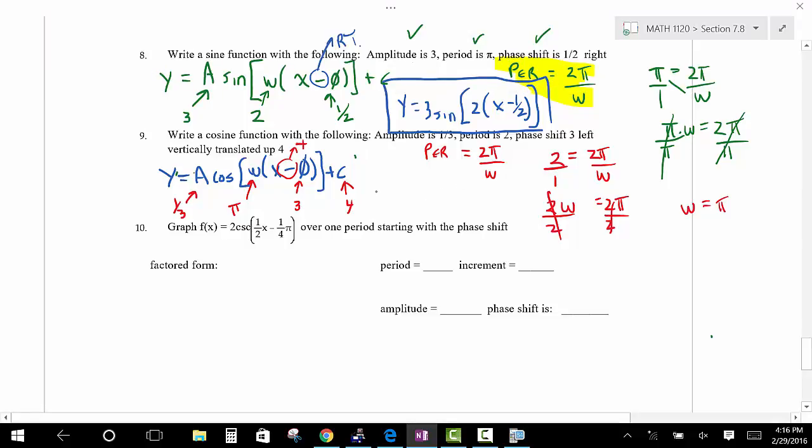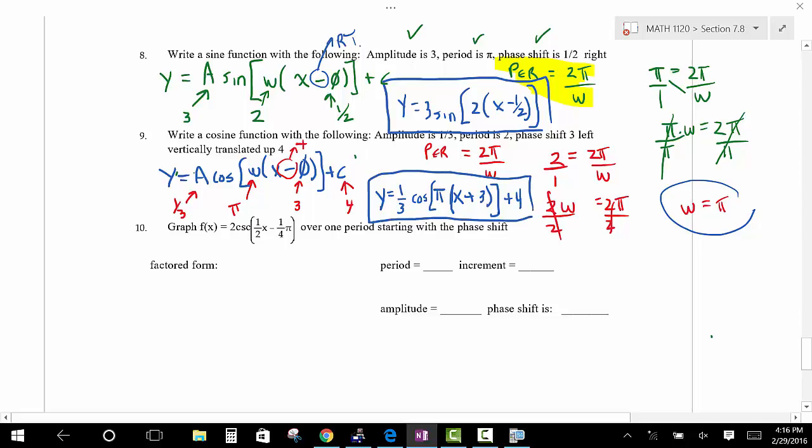So the final answer to this problem is going to be y equals amplitude 1/3 times the cosine of omega, which is pi, x, and we said it was a left phase shift 3 to the left, so that's going to be x plus 3 like that. And then it was translated up 4, so it would go like that.